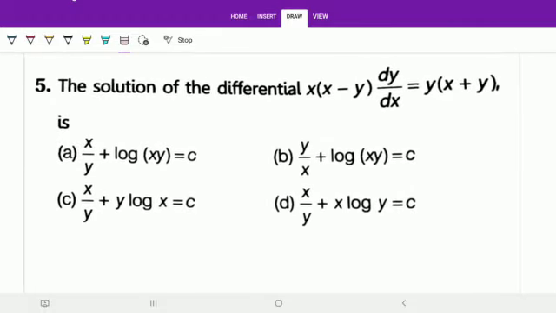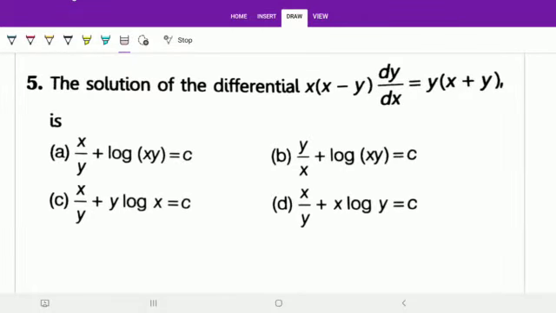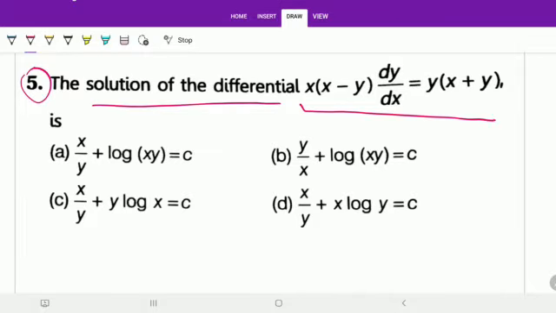Friends, we'll see question number 5 onwards in this video. The previous video had 4 questions. In the CET paper there are 50 questions, we'll see all 50. So today's question is the solution of the differential equation.